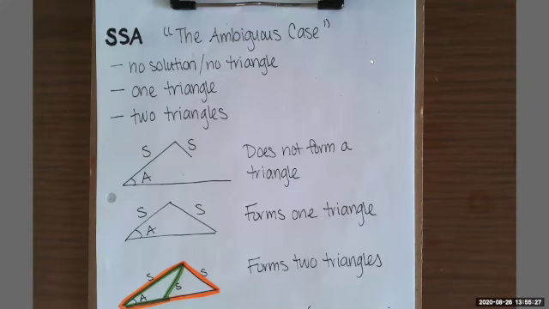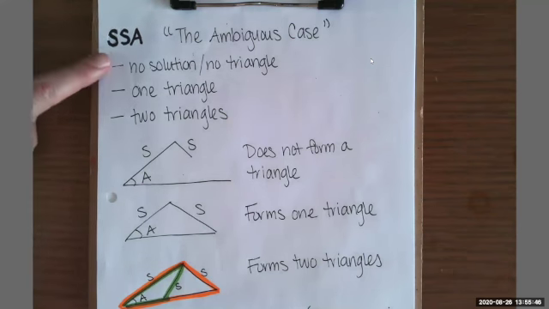Hi, Math 127 students. Today we are continuing with our discussion of law of sines. So we have one case called the ambiguous case. Ambiguous means we don't know. So this one case is the ambiguous case because we don't know the outcome until we actually work through the problem.